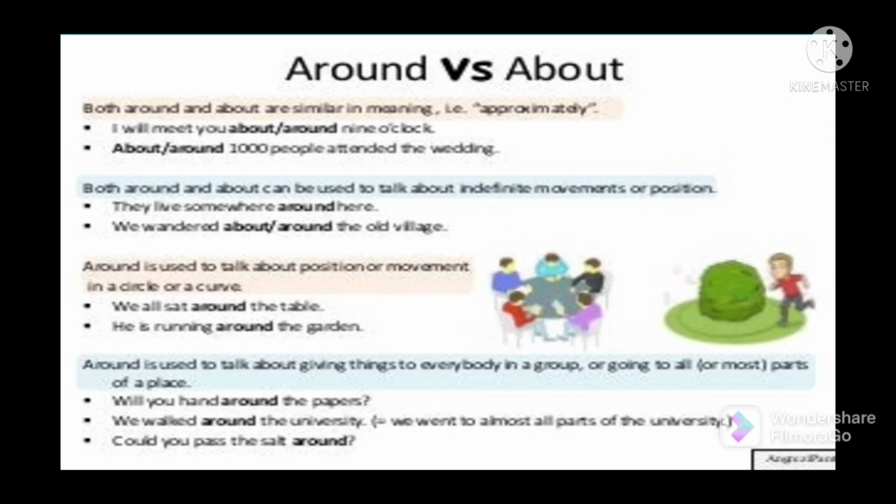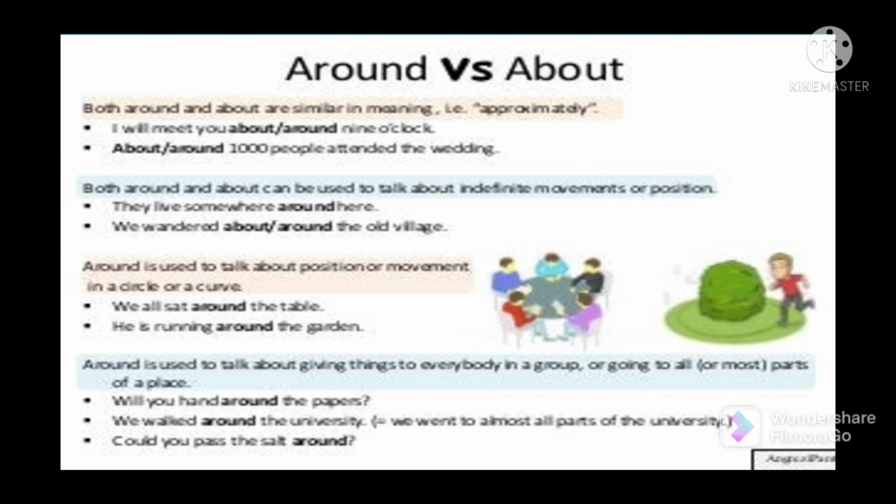Okay. Now let us see around and about. Here also we get confused when we are using around and about. Both around and about are similar in meaning. That means approximately. Here, see, he will meet you about 9 o'clock, or I will meet you around 9 o'clock. Next, about 1,000 people attended the wedding, or around 1,000 people attended the wedding. That means it's not exact. We can tell approximately.